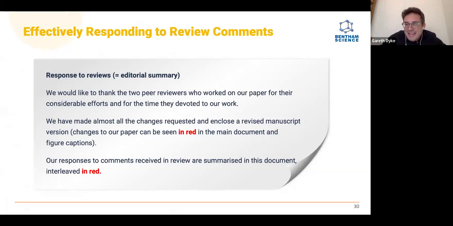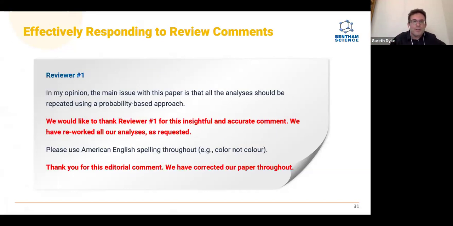You make it easy for editors, easy for peer reviewers to see what you've done and to see what you've not done. In an example, comment, response. Comment, response. In my opinion, the main issue with this paper, we would like to thank Reviewer 1 for this insightful and accurate comment. We have reworked all the analyses as requested. And there's a minor comment here about the use of American versus British English. Thank you for this editorial comment. We've corrected our paper throughout.